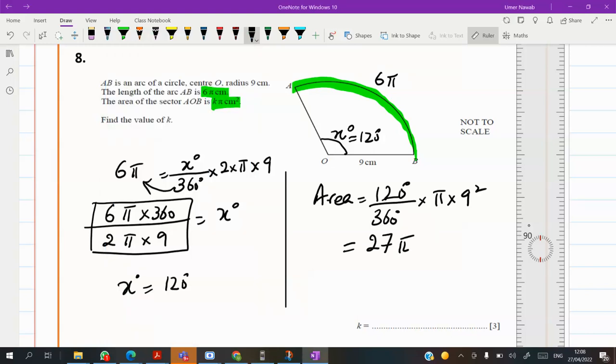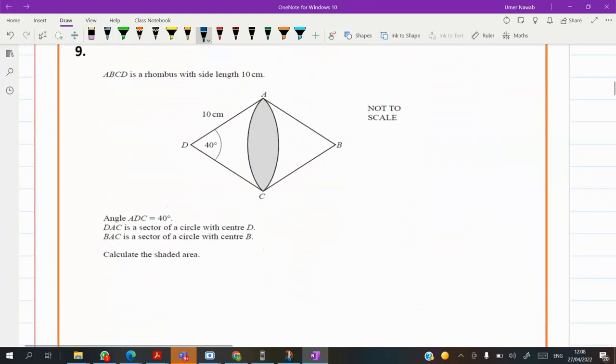Do we need to write the answer to three significant figures? The answer is no. He is writing it in terms of pi. So which number is written behind pi? That is 27. So it has to be representing k. So k is 27. Beautiful question of the day, because here we want to find the shaded portion.